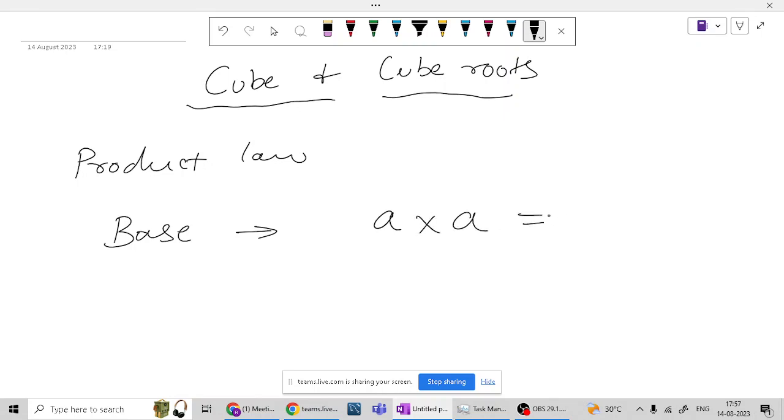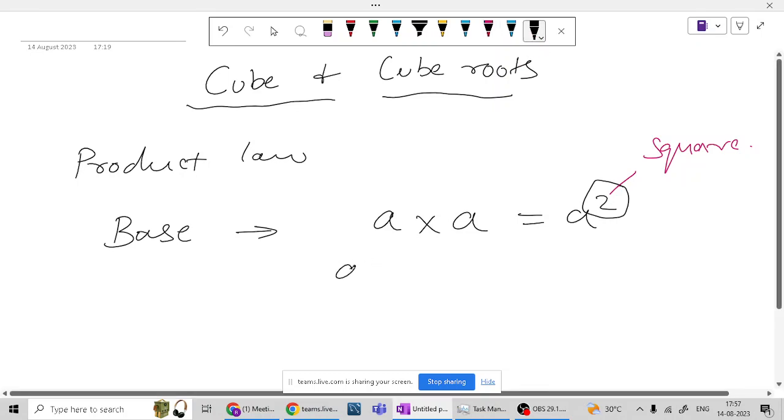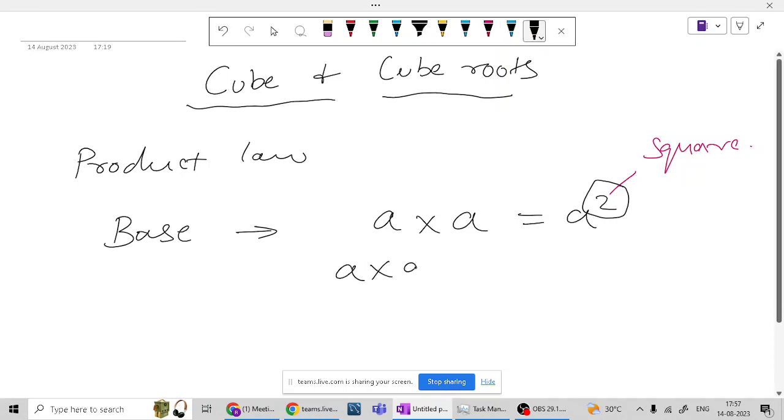What's the answer? A into A? A square, sir. What's the degree for this? 2, sir. So this we call it as square. Now for cube, how many times you are supposed to multiply? For cube, it is 3 times, sir. So cube is 3 times.